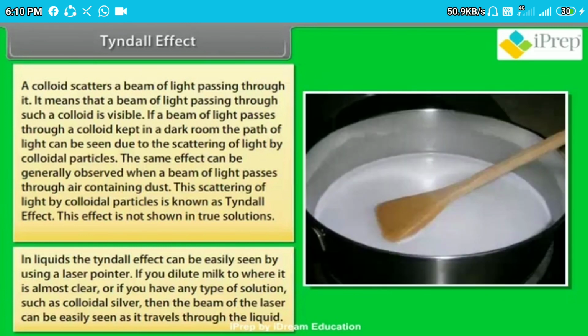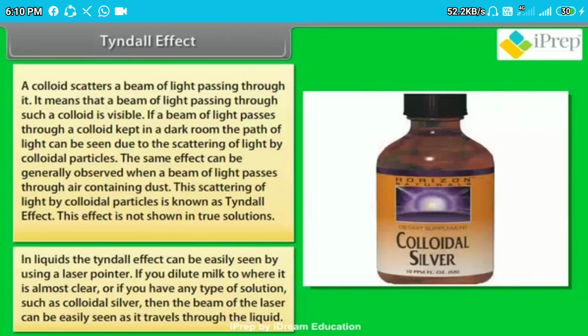If you dilute milk to where it is almost clear, or if you have any type of solution, such as colloidal silver, then the beam of the laser can be easily seen as it travels through the liquid.